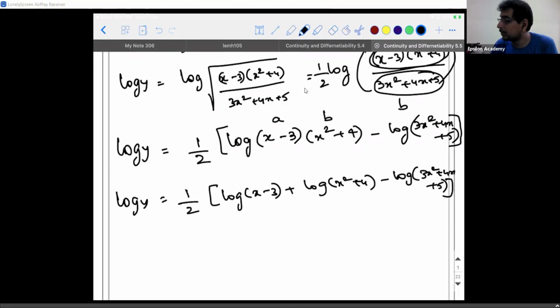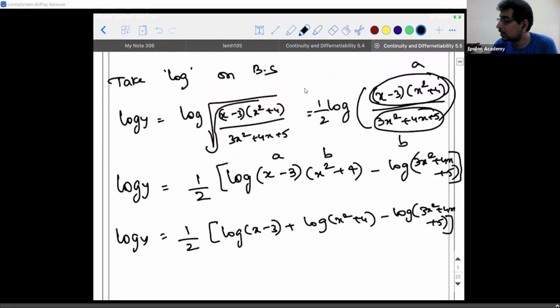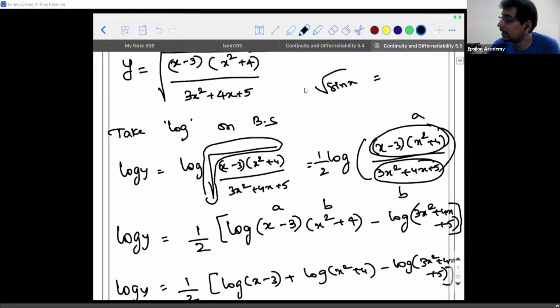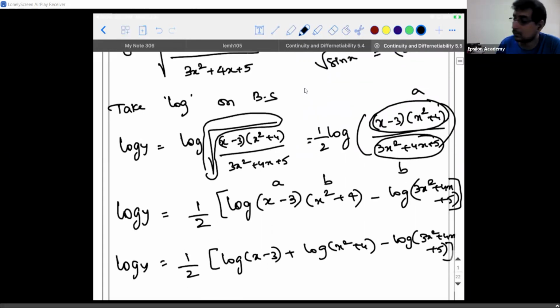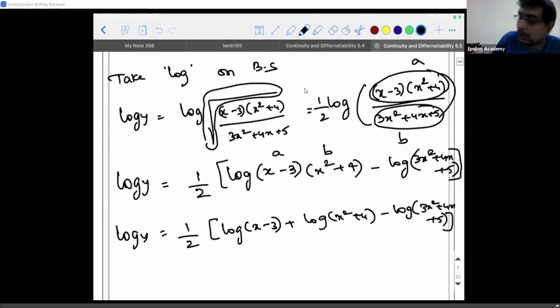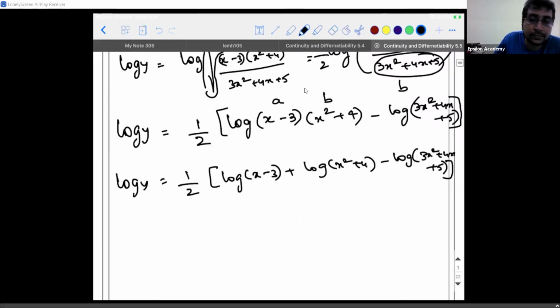How can we bring the power as half? Because this is square root. Square root is 1 by 2 only, no? Square root of sin x is the same as sin x power half. That's what I wrote. Okay, now listen to this. Is it clear?